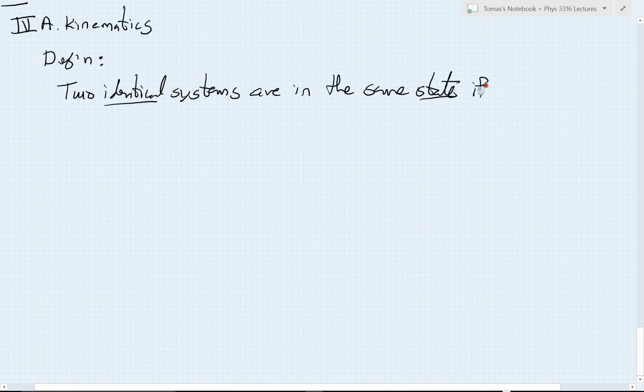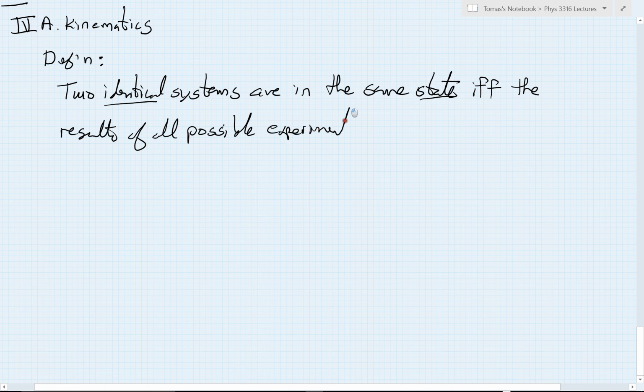and if you want to be a mathematician, if and only if, here's the condition: the results of all possible experiments. Now by experiment, what I mean here is what we would call measurement of an observable.